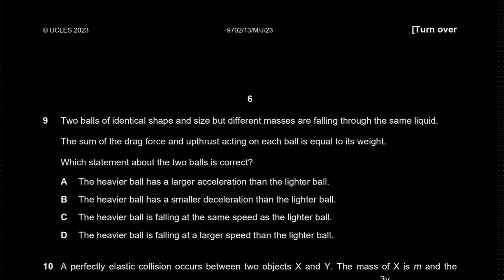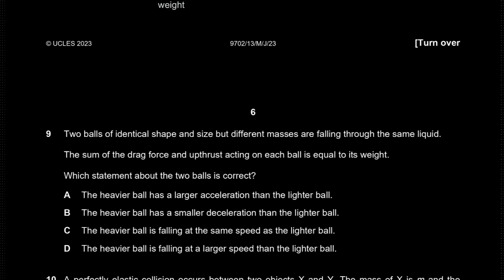On to question 9. So question 9 says two balls of identical shape and size but different masses are falling through the same liquid. The sum of the drag and upthrust acting on each ball is equal to the weight.